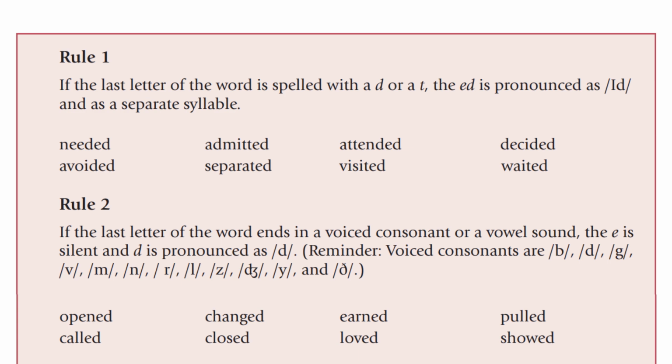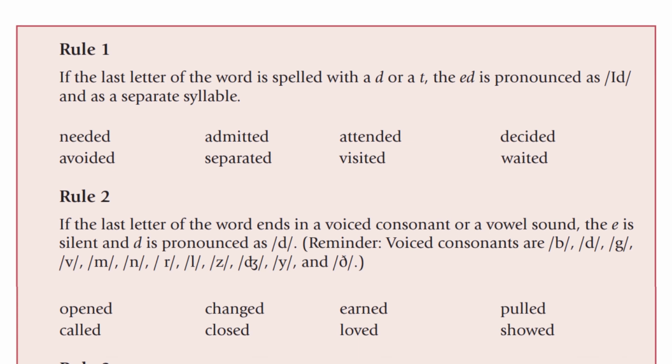Rule number 2. If the last letter of the word ends in a voiced consonant or a vowel sound, the E is silent and the D is pronounced as D. Words for practice. Opened. Called. Changed. Closed. Earned. Loved. Pulled. Showed.